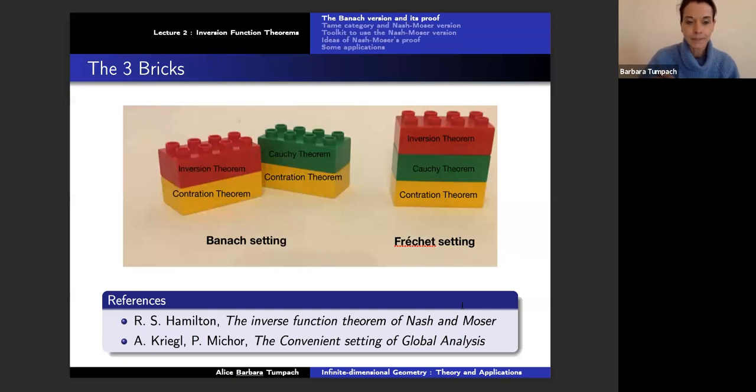Two references: a Hamilton paper for all details, and a small chapter in the book of Kriegl and Michor. There it's very dense, but every detail is also there. In the Hamilton paper, there are a lot of examples, and so the paper is very long. In the small chapter at the end of the book of Kriegl and Michor, it's just focused on the proof.